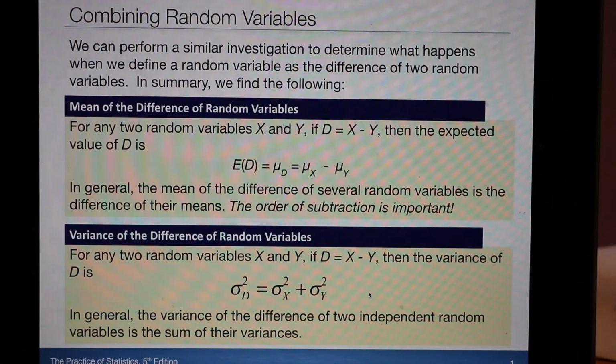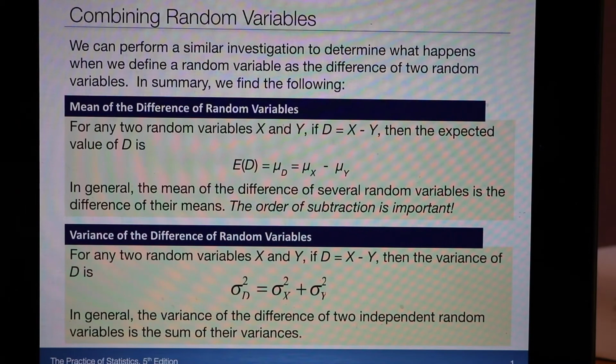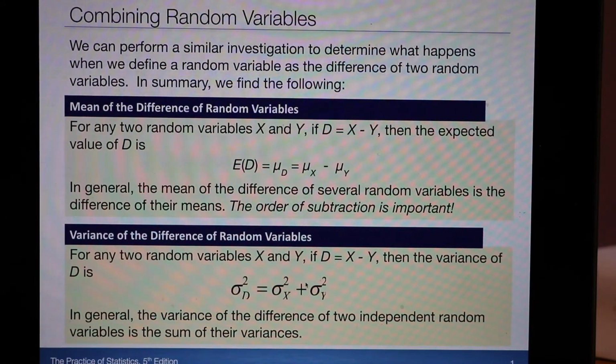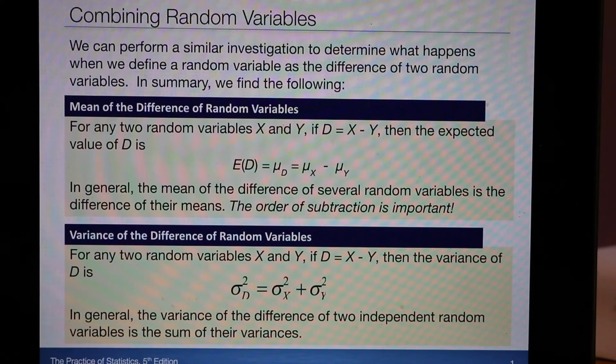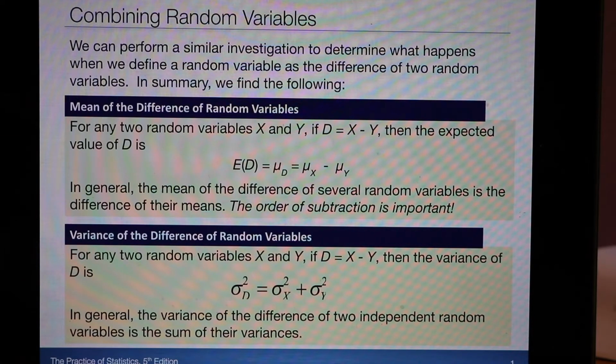The variances will still add. The variance of the difference of two independent random variables is the sum of their variances. So this seems kind of weird: if you're taking the difference between two random variables, then you would subtract the expected values with the order important, but the variances would still add. I'll just tell you this. The more variables that you have mean more variability, whether you are adding or subtracting. If you have a lot of variables, regardless if you're adding or subtracting, the only thing that you're doing is introducing more variability.